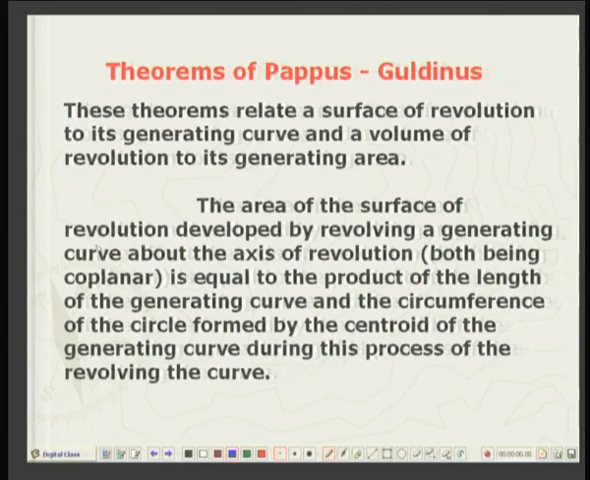So the theorems of Pappus and Guldinus will give us a very simple way to correlate the volume of revolution with the area of the generating surface, and on the other hand, the surface area of the generated surface with the length of the generating curve. We will take up these discussions in a detailed manner in the next lecture.